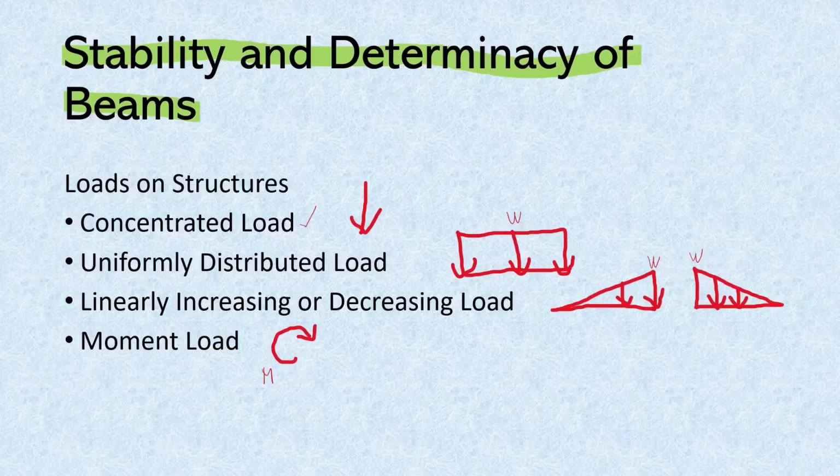However, we also have a linearly increasing or decreasing load. This is an example of a linearly increasing load because the load starts from 0, and then up to a certain point, the load will increase into W. And then we also have a linearly decreasing load, which is this one, because the load starts from W and then will uniformly decrease until it reaches 0. These are essentially triangular loads. And then we also have a moment load. This moment load doesn't affect our shear diagram, but it will directly affect our moment diagram.